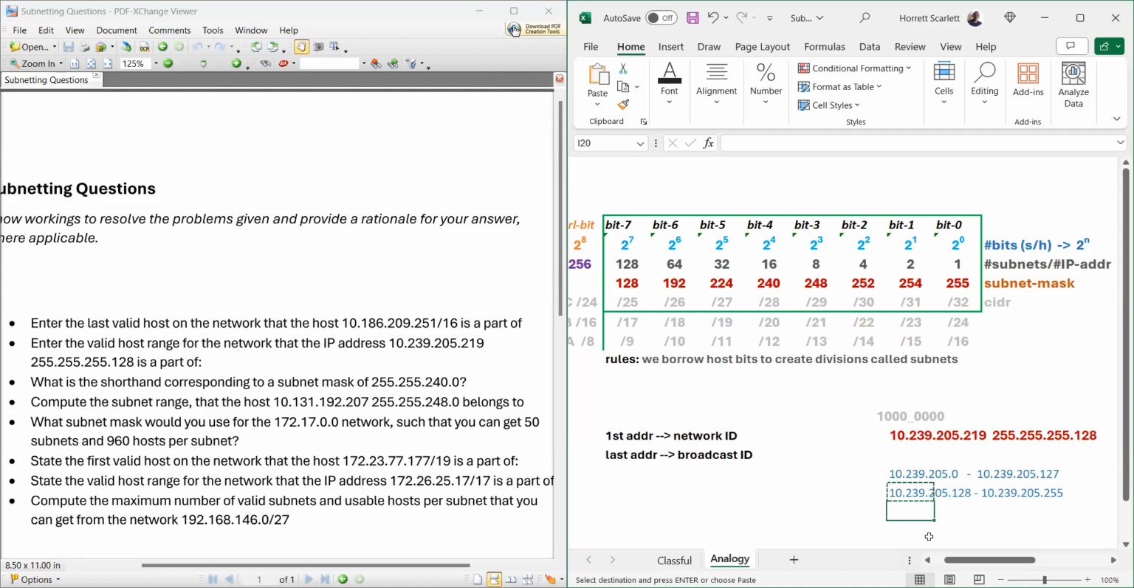An IP address must have 4 numbers. So therefore, it has to be 1 greater than 128. So that's going to be 10.239.205.129. And it has to be 1 less than 255. So it's going to be 10.239.205.254. So what we are saying is that any IP address within that range, we can take it, put it on a device, and that device can communicate effectively on that particular network.